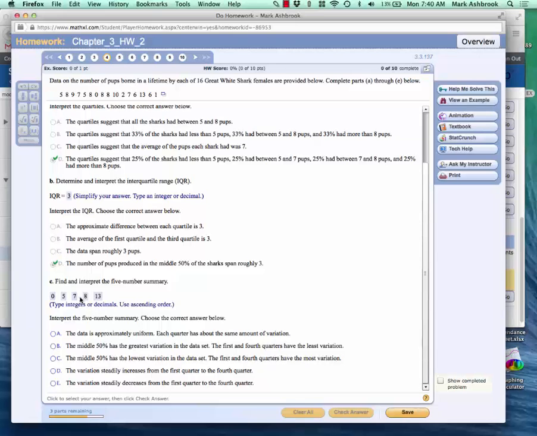So this is a variation 5, variation 3, variation 5. Yeah, that looks right to me. So the middle is 3. We already got the interquartile range. The lower 25% has a range of 5. The upper has a range of 5. The variation steadily increases from first to fourth. No. The variation steadily decreases first to fourth. No. It goes 5, 3, 5.